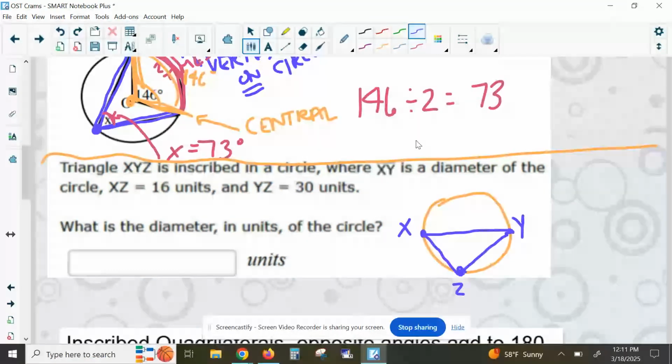So we have a triangle XYZ. Inscribed means all of the vertices are touching the circle. Okay, so we have some measurements. From X to Z is 16, that's this piece. Y to Z is 30. We're talking about the triangle now, and we want to know the diameter. So I'm just going to call it D. We're going to try to find D.